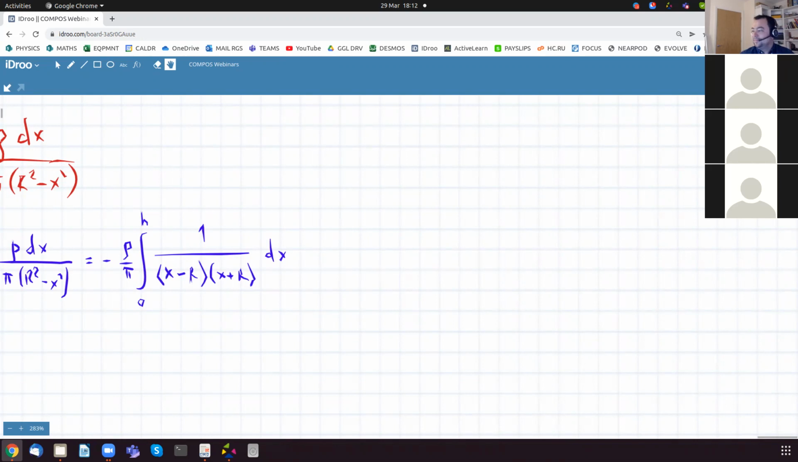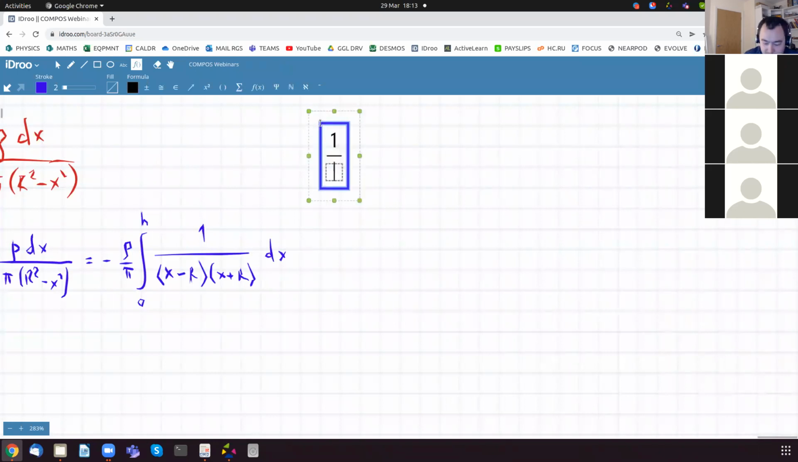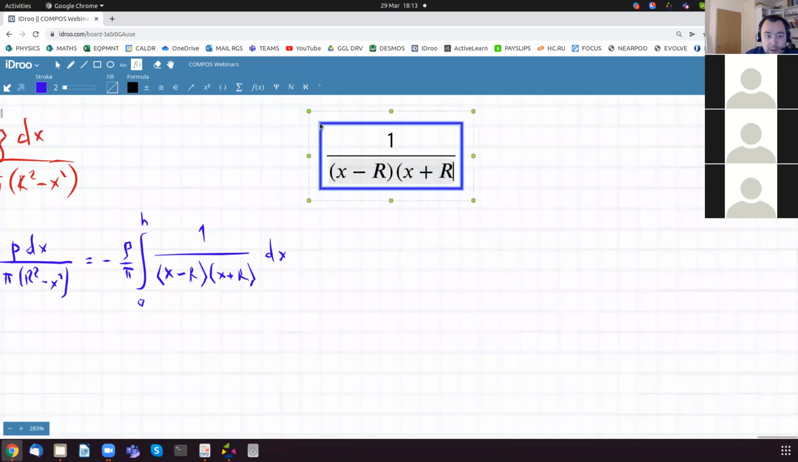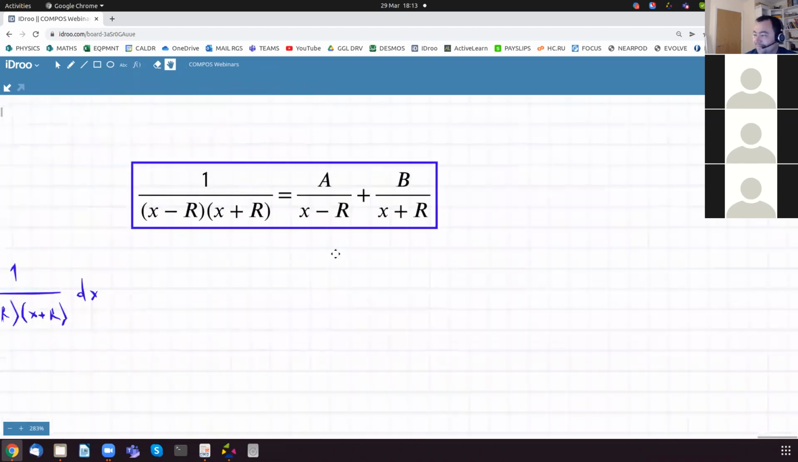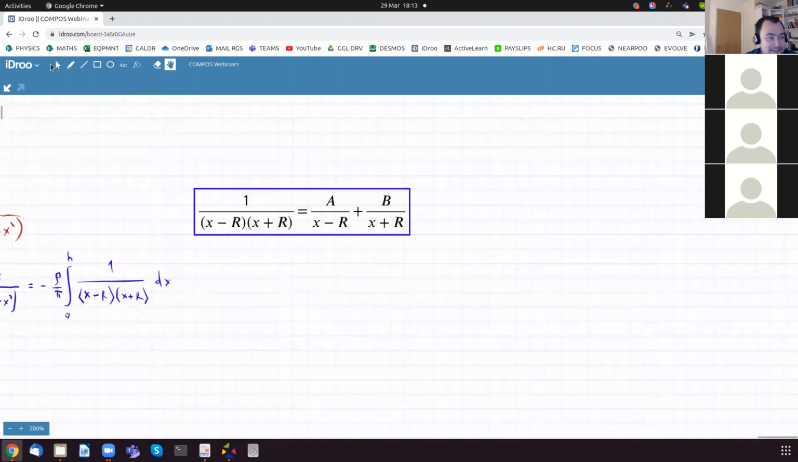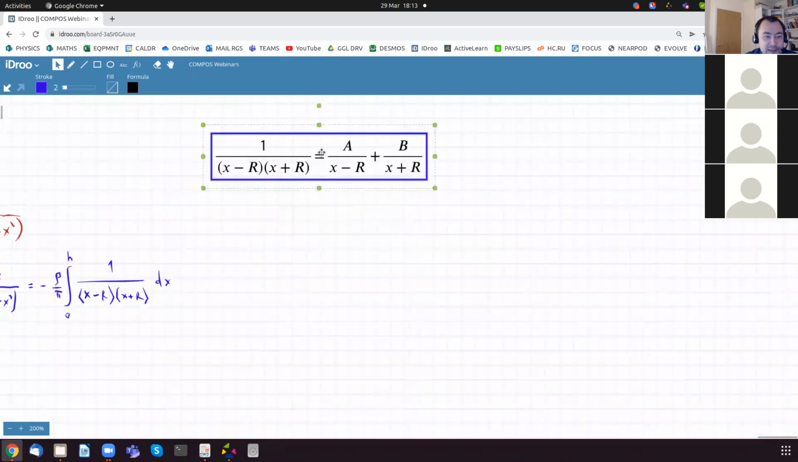Anyone have any idea? What's the next step? How to integrate this? Well, we want to simplify the expression 1 over x minus r, x plus r. And I'm going to venture a guess that I can write this as a over x minus r plus b over x plus r, where a and b are constants to be found. Yeah, partial fractions, by all means. It is called partial fractions.